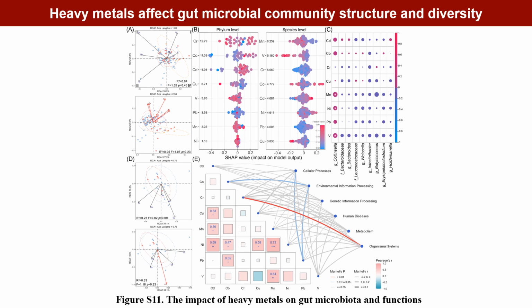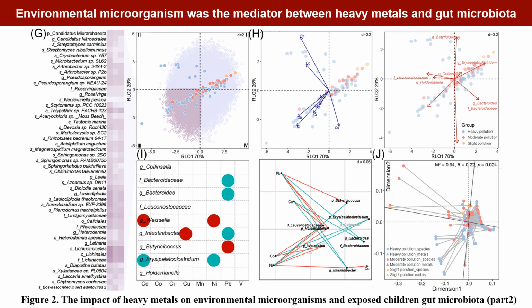In the RLQ (relative length of the quadrant) analysis for samples and species abundance matrix, as the pollution level increased, the dots moved towards the third quadrant, where 47 upregulated environmental microorganisms were located. Nickel, cadmium, chromium, manganese, vanadium, and gut microbiota Weissella also moved towards the third quadrant. Cadmium significantly correlated with Erysipelatoclostridium and Weissella, lead significantly correlated with Bacteroidaceae, Bacteroides, Intestinibacter, and Butyricicoccus. Procrustes analysis also confirmed a strong correlation between the gut microbiota and heavy metals.